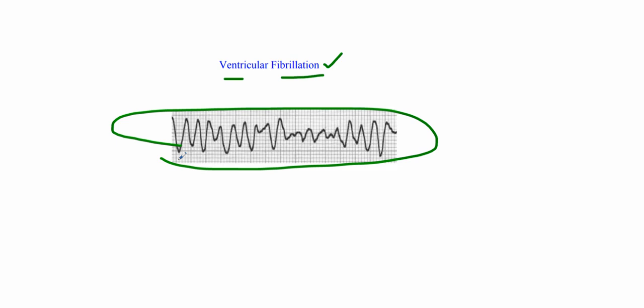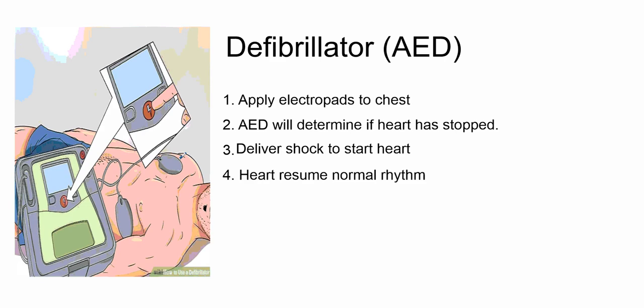So what do you have to do? Well, what you have to do is get in there real fast and reestablish the rhythm to get that EKG looking the way it should be so that we get blood. And how do we do that? With a defibrillator, or what's called an AED. We have a lot of these actually around the school here.